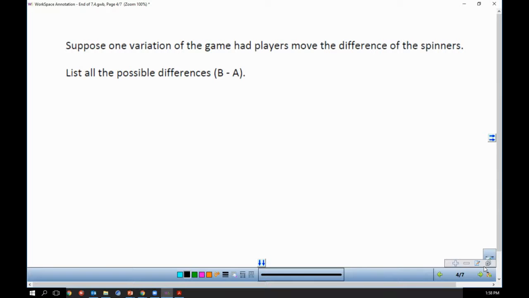So let's suppose one variation of the game, to make the game more interesting, the players move the difference of the two spinners. But we're going to do B minus A for our difference. So the B spinner comes first, then the A.